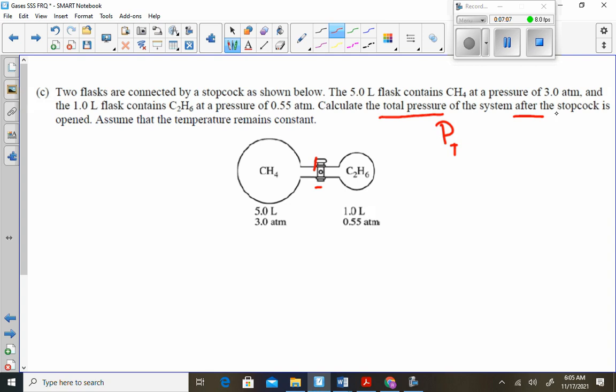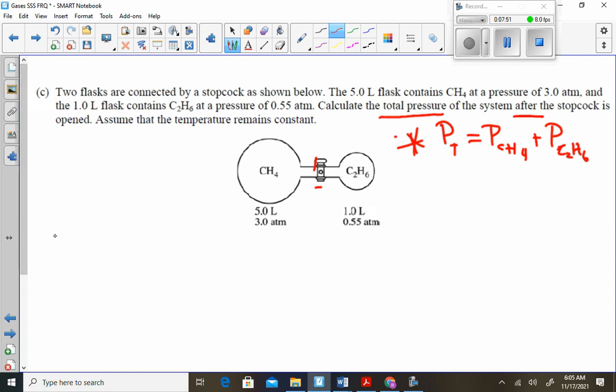Looking at the total pressure of the system, you might be tempted to add the given pressures of the CH4 and the C2H6. But once we open that stopcock, the volume of our system changes, and when the volume changes, we know that the pressure is also going to change. So step one is calculating these two new pressures, and then we can add them, like perhaps your initial inclination to just add those two pressures.